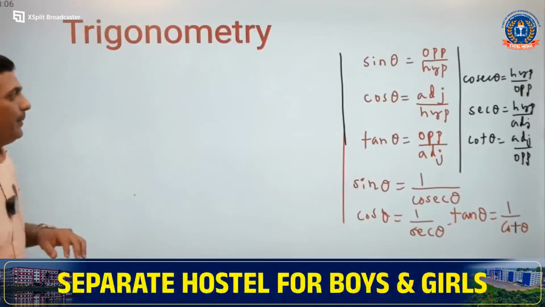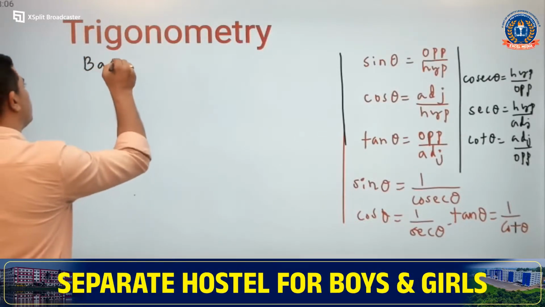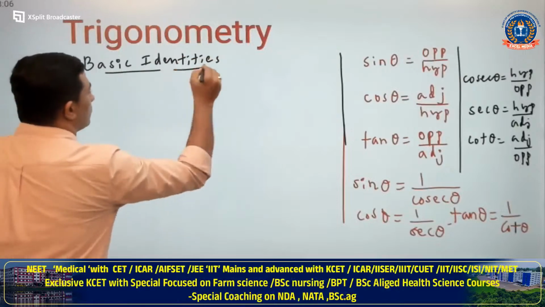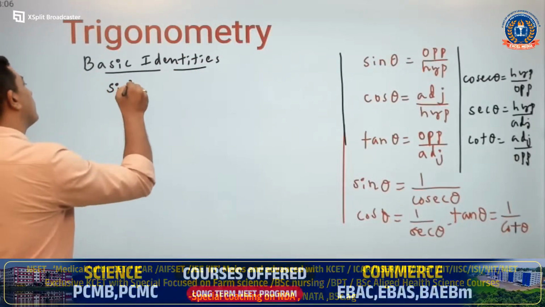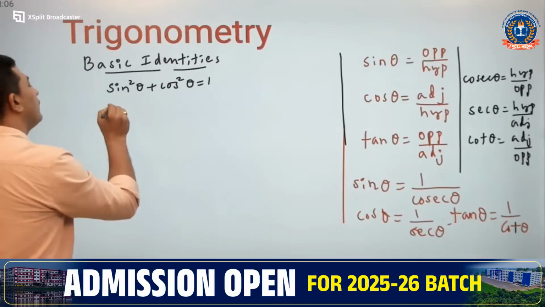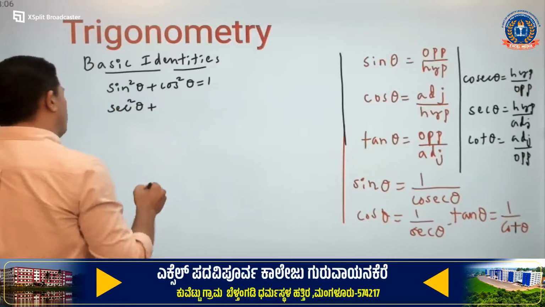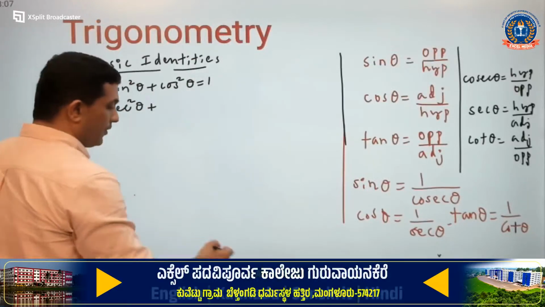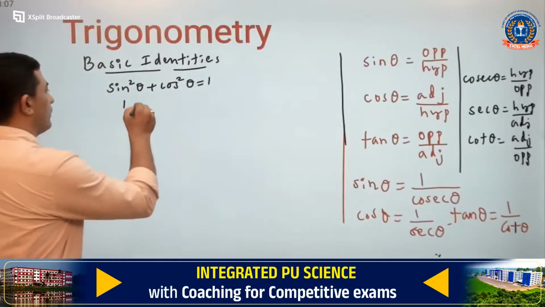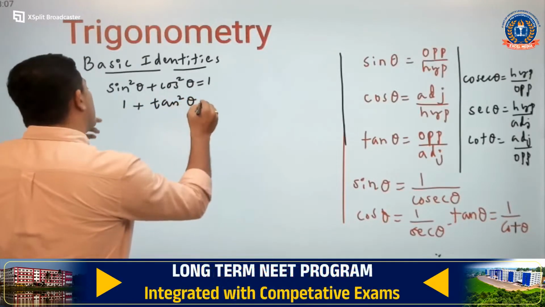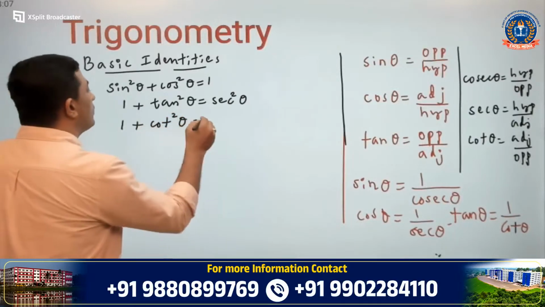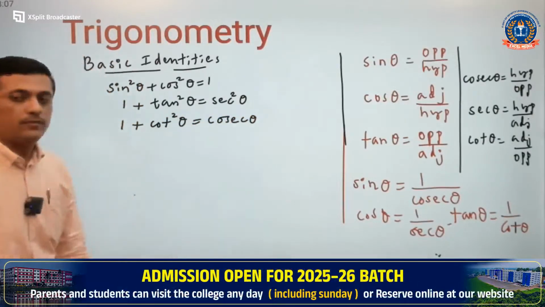See, basic identities. Very basic: sin square theta plus cos square theta equals 1. Sec square theta, tan... oh, 1 plus tan square theta equals sec square theta. 1 plus cot square theta equals cosec square theta. Right.